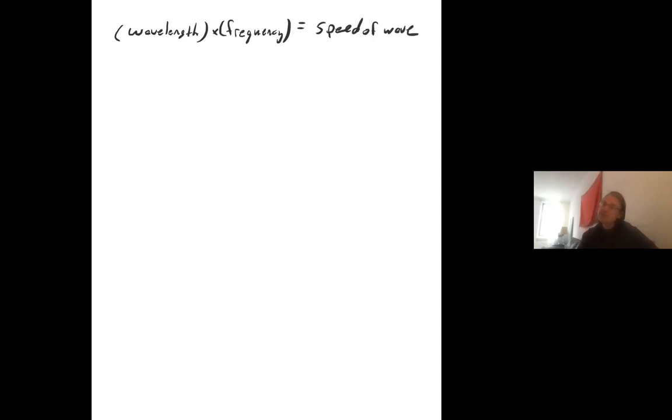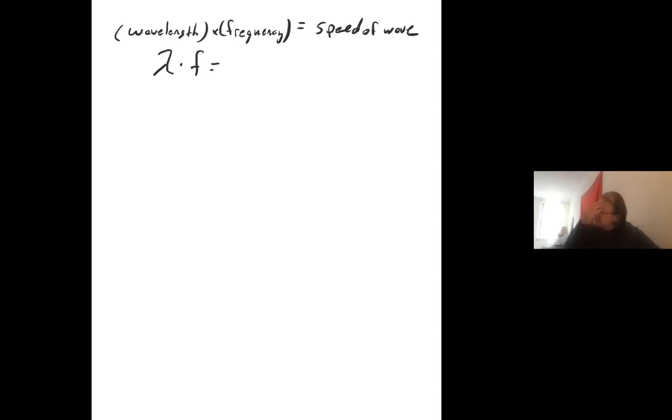And this turns out to be very useful because it allows us to measure how fast a wave is moving, measure the wavelength, and then find the frequency from that. Or measure the frequency, measure the speed, and then get the wavelength from that. And we can interconvert them. Okay, so let me use the symbols for this. Wavelength is lambda. I'll use a dot instead of an X. Wavelength times frequency equals speed.